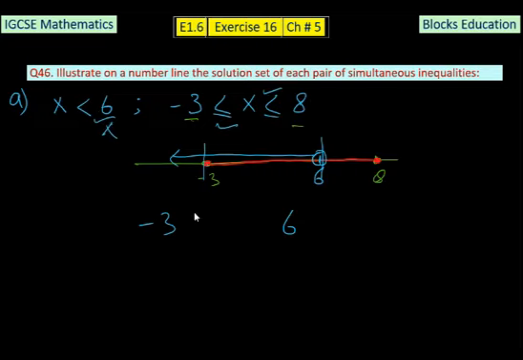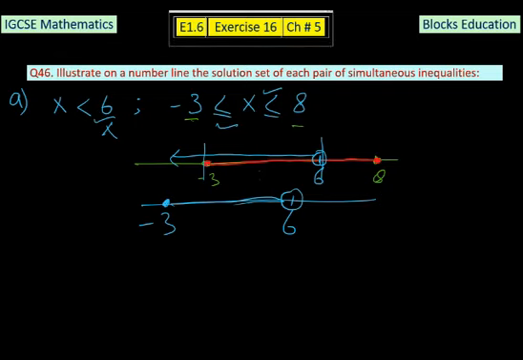So it will be like minus 3 and 6 on a number line like this. Minus 3 will be a dark dot because it's included, and 6 is open because it's not included, and everything in between them. So this is the solution set, or the combined effect, of these two inequalities. In the next video we'll see part B onward, so see you there.